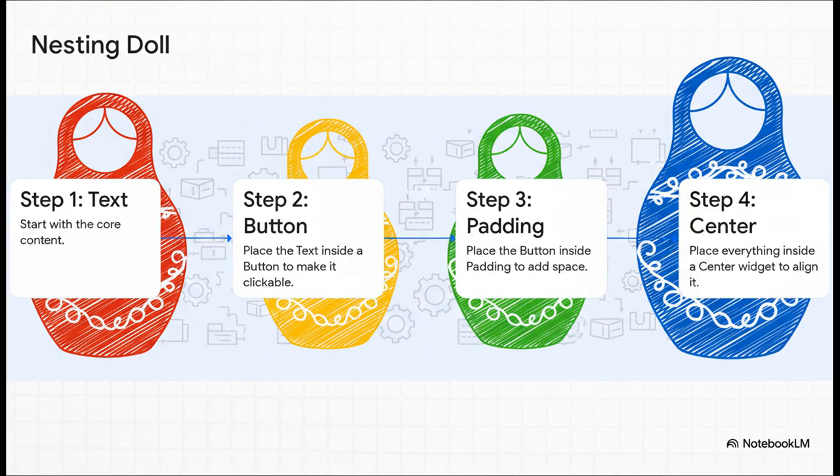So how do you stick these bricks together? Well, think of it like those Russian nesting dolls. You just put one widget inside another inside another. You start small with your core piece, like a text widget that says tap here. Then you wrap that inside a button widget to make it tappable. Then you wrap the button in a padding widget to give it some nice space around the edges. And finally, you wrap the whole thing in a center widget to plop it right in the middle of the screen. See? It's just widgets all the way down.